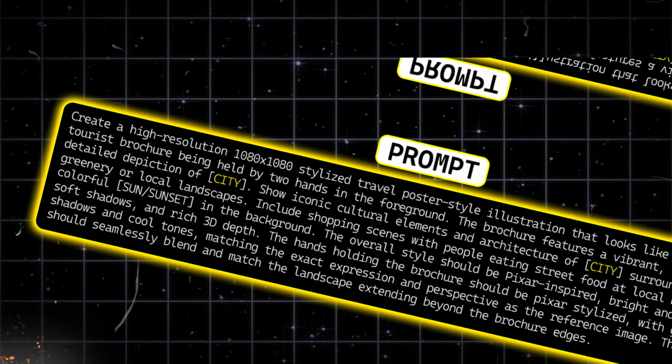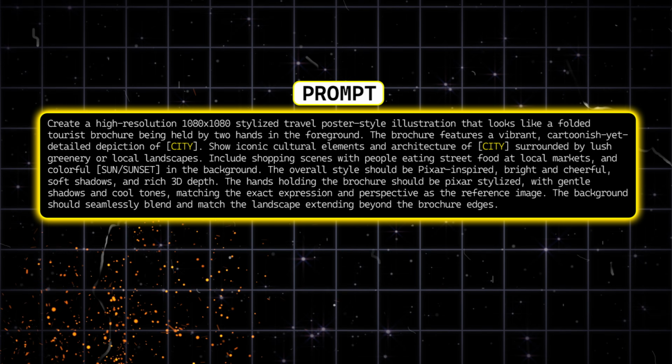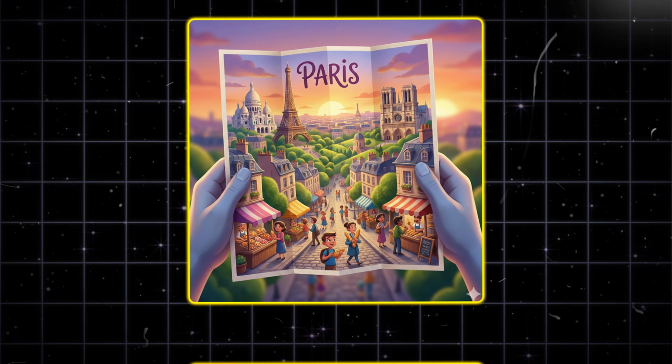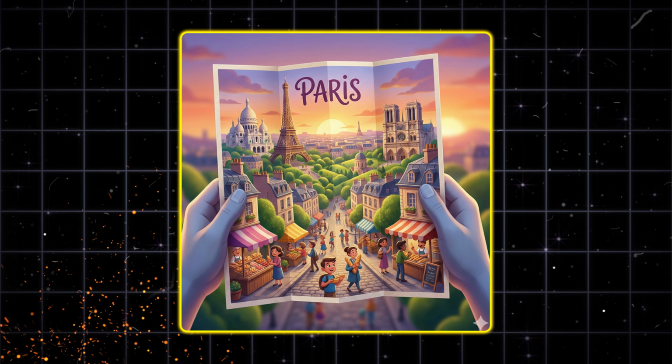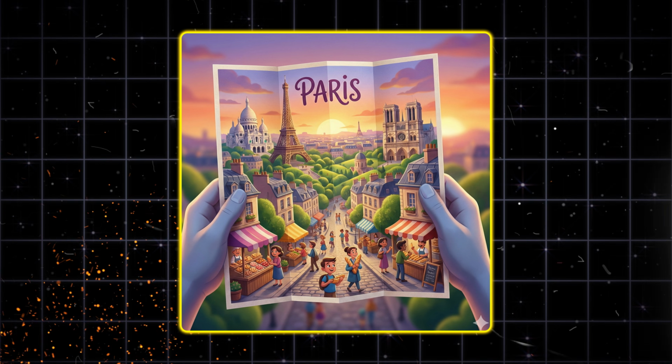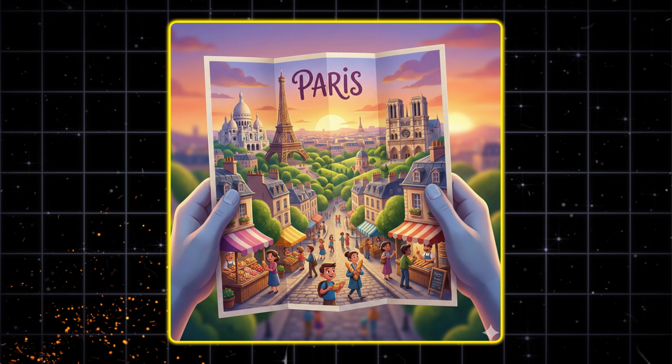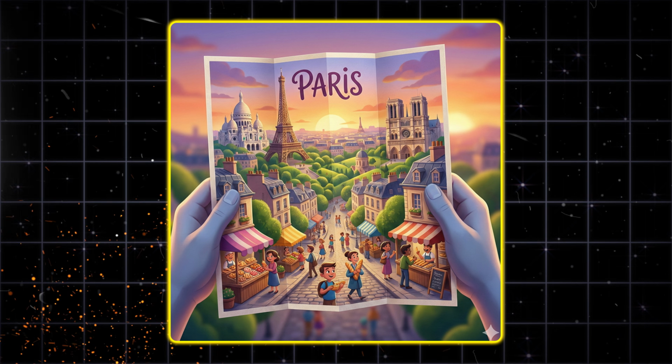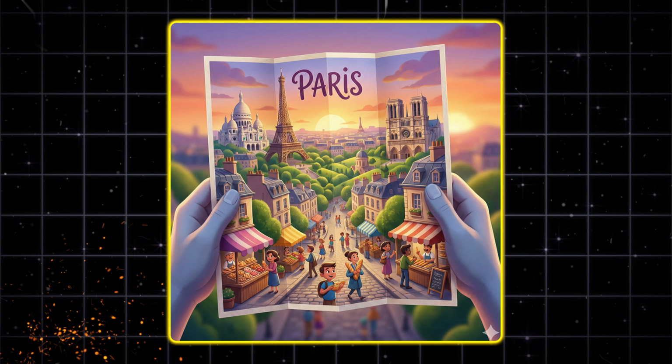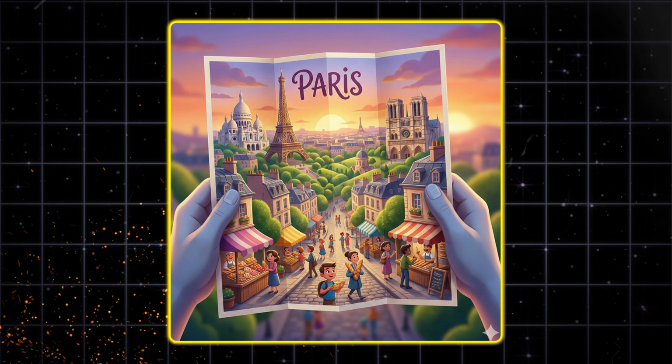Now let's move to secret prompt number 8. For this one, just use this prompt and replace the city name with any city you want. Nano Banana Pro instantly turns it into this beautiful folded travel poster. Just look at it. It feels like a real tourist brochure you'd pick up while traveling, colorful, lively, and straight out of an animated movie world.